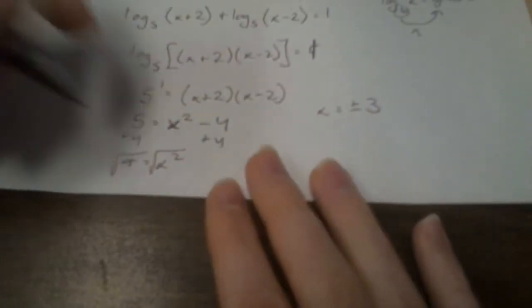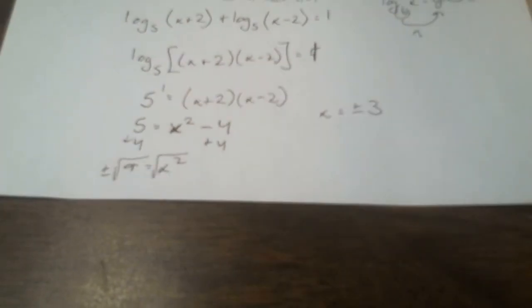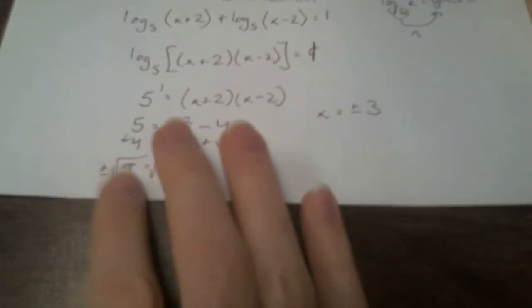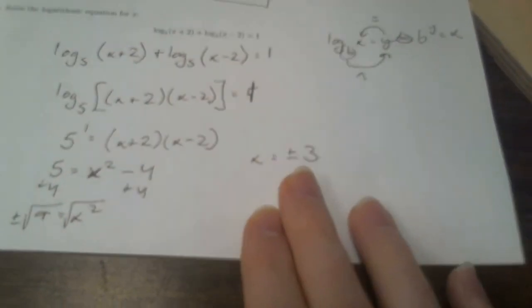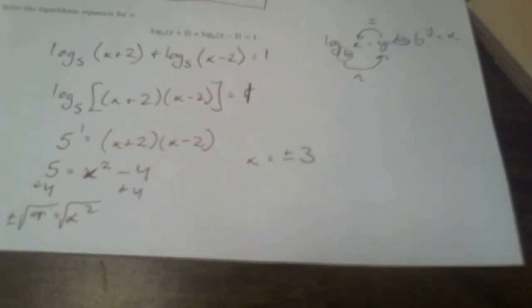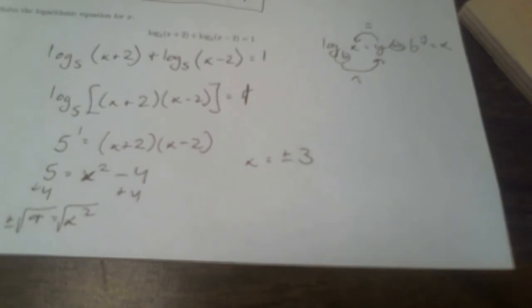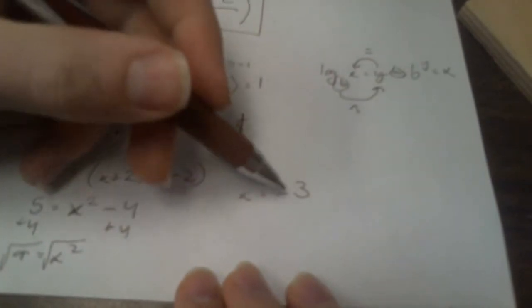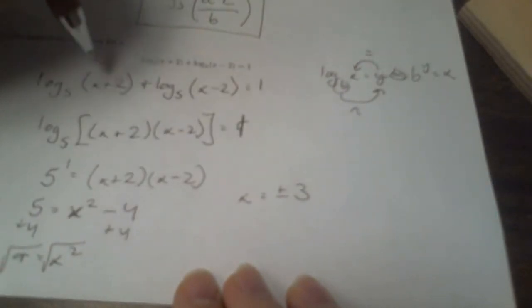The square root property says that when I take the square root, I have to account for the plus or minus. So the square root of 9 is 3, so my answers to x squared minus 4 equals 5 are x equals plus or minus 3. Now it's important here to go back and make sure that your answers are in the domain of your original expression.